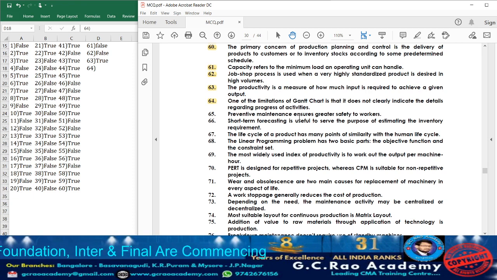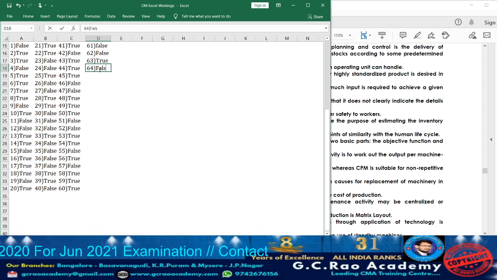And usually the Gantt chart will be used for tracking project schedules. For what purpose will the Gantt chart be utilized? For the purpose of tracking project schedules. Here they are telling it does not clearly indicate the details regarding the progress of activities. Actually, it is going to indicate. So accordingly, it is not a limitation. So the statement 64, whatever they have given, is false. Sorry, the statement whatever they have given, it is true.